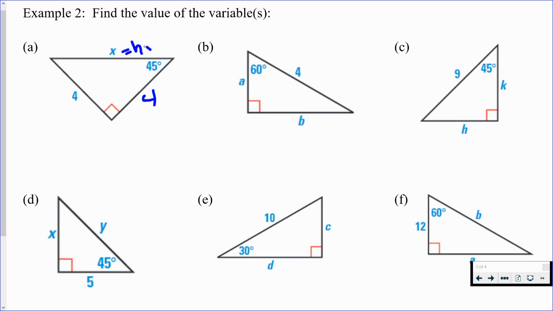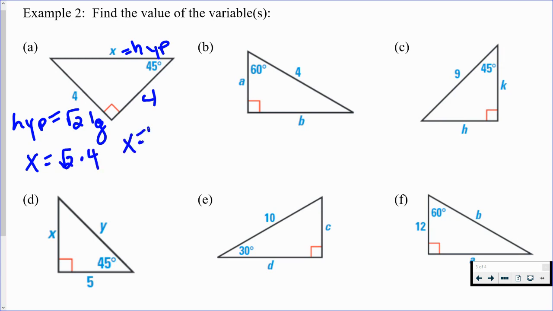X is your hypotenuse. Remember, we said hypotenuse equals square root of 2 times the leg. Okay, so x equals square root of 2 times 4. And of course, that's just 4 square roots of 2.